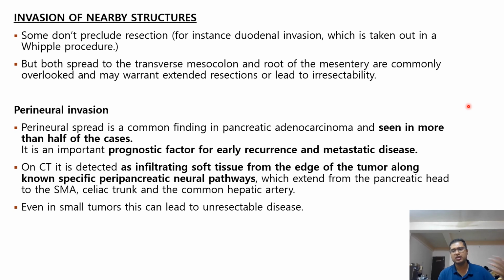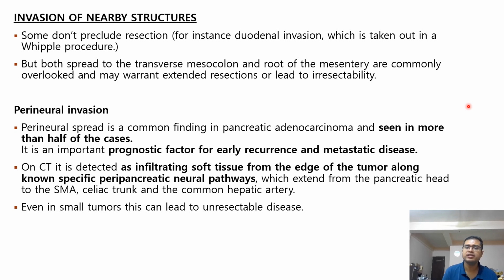And usually when we hear the term nerve, we think of MRI. But on CT, we can definitely assess this perineural invasion, and we should put it in our reports. And how is it detected? It is detected by seeing infiltrating soft tissue from the edge of the tumor along known specific peripancreatic neural pathways, that is along the celiac trunk or the SMA, and it is usually from the head of the pancreas that this perineural invasion occurs.